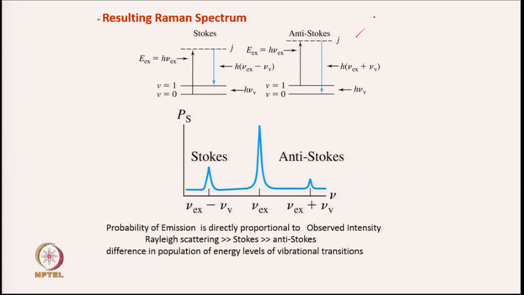For anti-Stokes, the frequency is going to be higher, nu excitation plus nu V. Whereas for a Stokes line you have a smaller frequency, nu excitation minus nu of vibrational level V. The probability of emission is directly proportional to the observed intensity, and Rayleigh scattering is quite a bit greater than Stokes, and Stokes is greater than anti-Stokes.